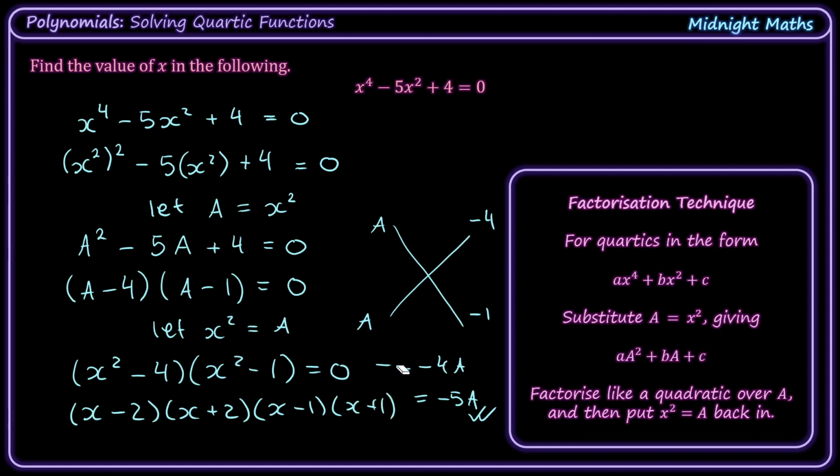I'm going to erase this, make some space. Fantastic. So you can see that with this factorization, we got 4 brackets, and that was actually quite a quick process if we recognize that we can use the substitution technique. And now I'm ready to do my null factor law. So from this, I get x equals 2, x equals minus 2, x equals 1, and x equals minus 1. And those are my 4 solutions to this problem.